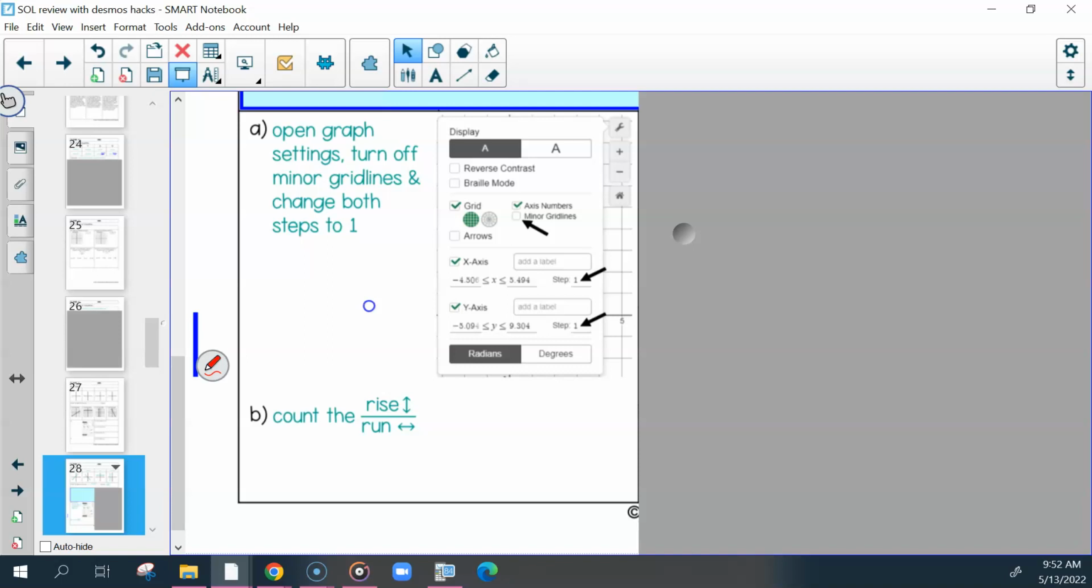Anyone want to see this done in Desmos? Anyone still writing this down?